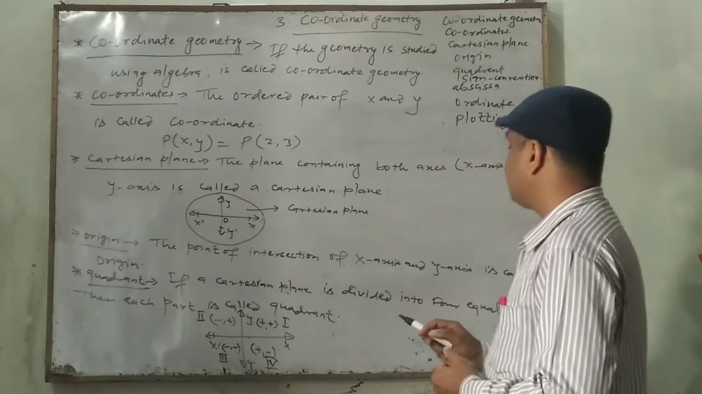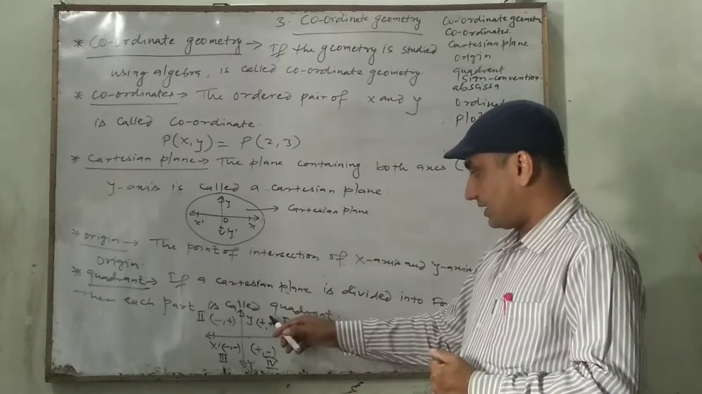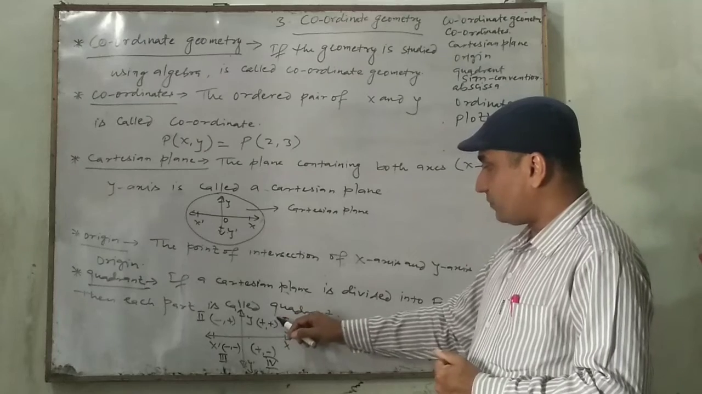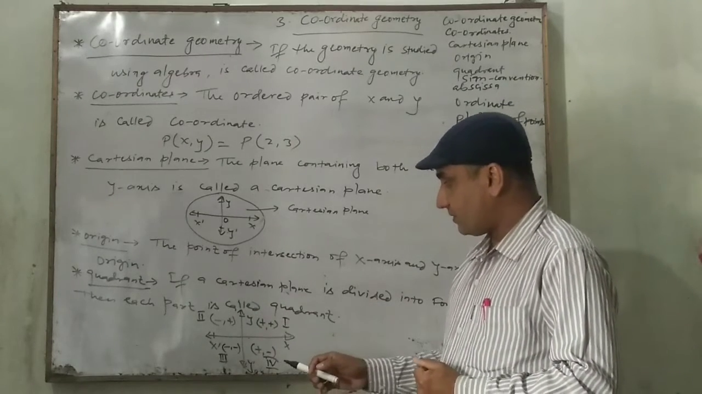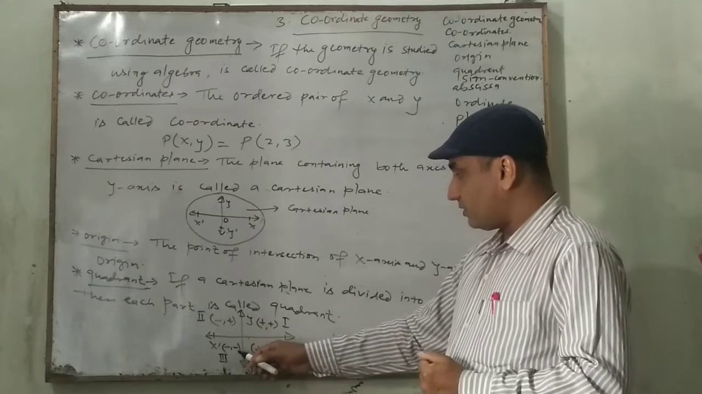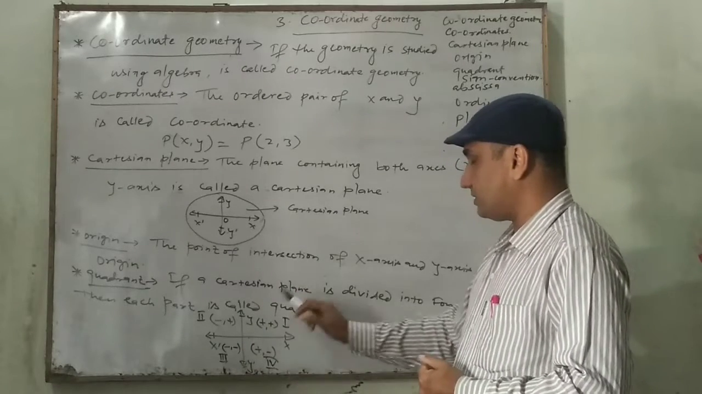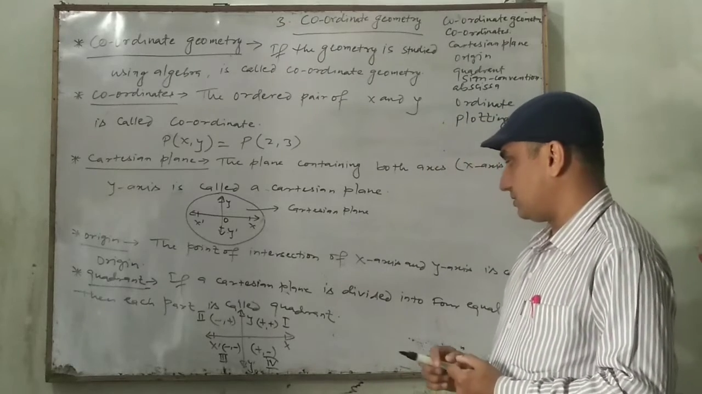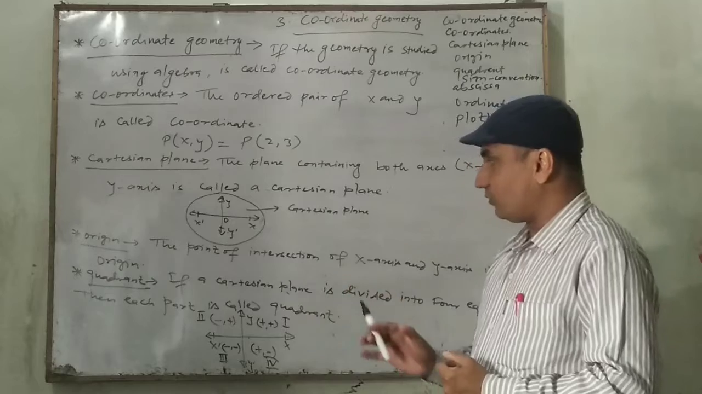And this is called the sign convention for the quadrants. It is plus plus for the first quadrant, minus plus for the second quadrant, minus minus for the third quadrant, and plus minus for the fourth quadrant. This is the sign convention for all the quadrants: first, second, third, and fourth.